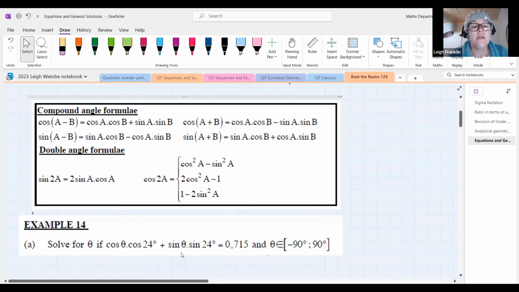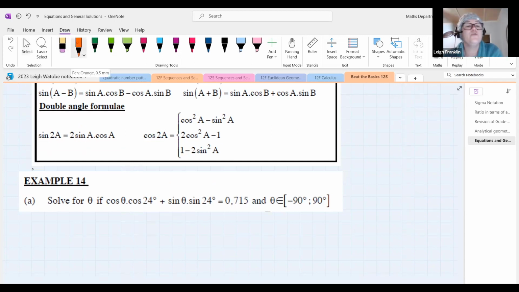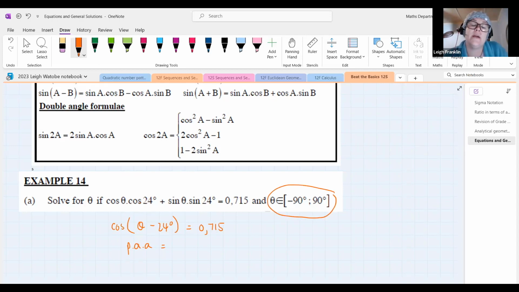So we recognize on the left-hand side of the equation that that is a compound angle, yes? So using our compound angle formulae, we could then do the reversal of the expansion on the left-hand side. That would give us the cos of theta minus 24, that's our angle, is equal to 0,715. So I've done the reversal of the expansion. I'm going to leave you guys to do the rest of this. You're going to find your PAA or your reference angle, and then you're going to use that to solve between -90 and 90.